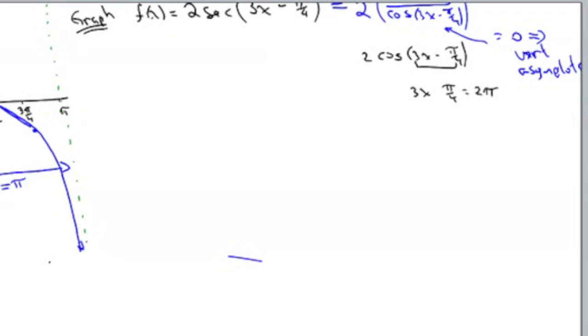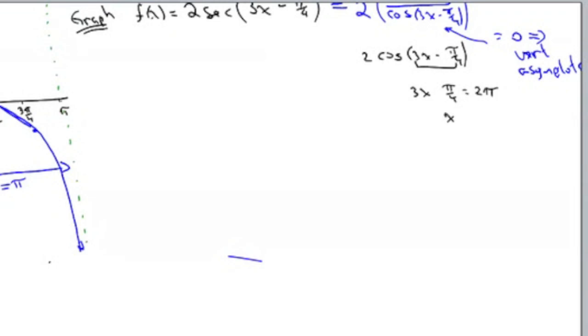Secant is equal to 1 over cosine. Okay. So secant of this mess is equal to 1 over cosine of that mess. Okay. That's all. And I'm really concerned when cosine is equal to 0. I'm also interested in when it's equal to 1, but we'll get to that later.